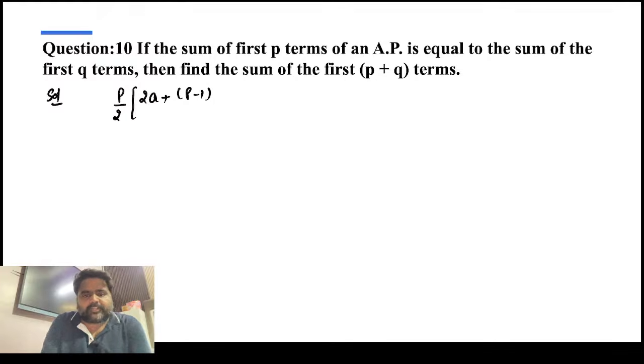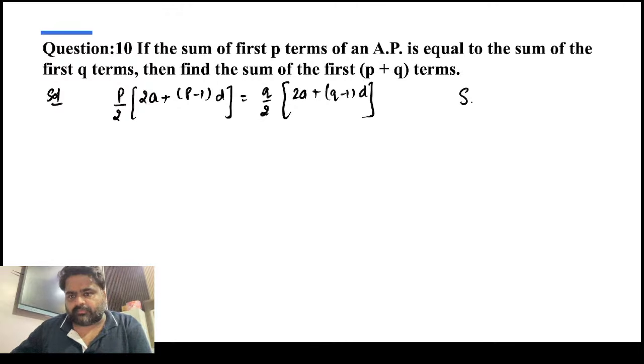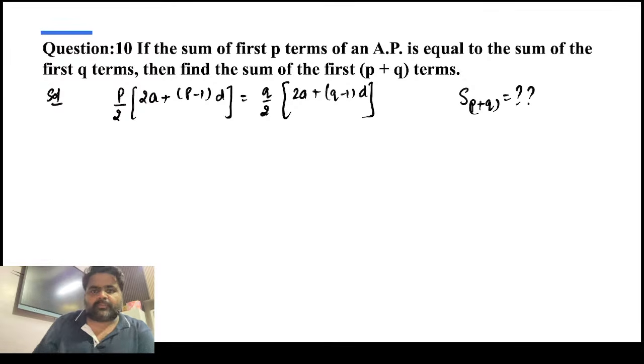The sum of the first p terms of the AP is equal to the sum of the first q terms. This is p by 2, 2a plus p minus 1 into d, is equal to the sum of q terms, q by 2, 2a plus q minus 1 into d. Now try to solve this, and what we need to do is find the sum of the first p plus q terms. This is our question. Now try to solve this one.